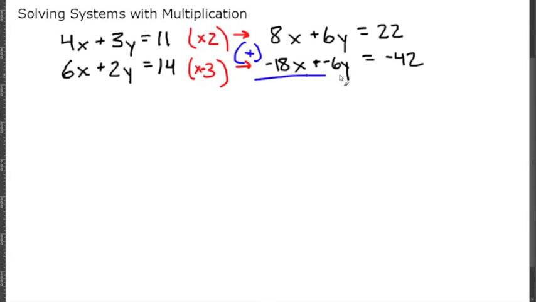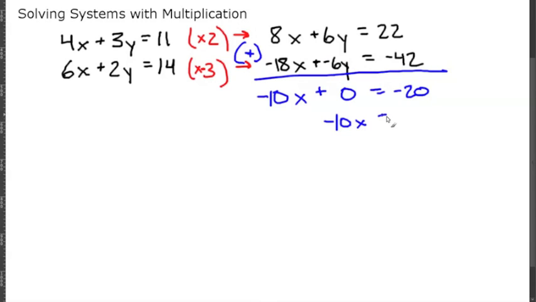Eight plus negative 18 is going to be a negative 10x. 6y plus negative 6y is going to be 0. And 22 plus a negative 42 is going to be a negative 20. So we're going to have that negative 10x equals negative 20. Now we just simply divide by negative 10 to get the x by itself. We're going to get that x is equal to a positive 2.